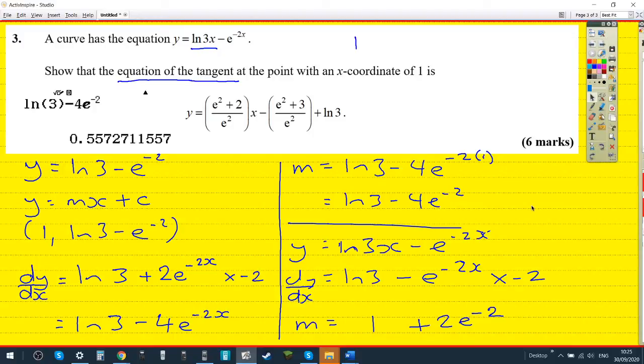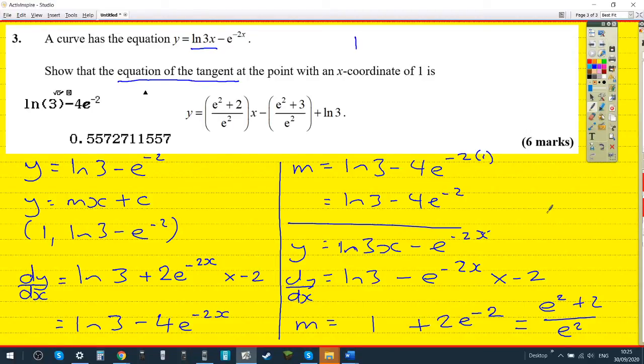Does that mean that we need to somehow make it look like e squared plus 2 over e squared? Yes, and that is equal to e squared plus 2 over e squared. That's because 2e to the minus 2 is 2 over e squared. They did e squared over e squared plus 2 over e squared, getting 2 plus e squared over e squared.